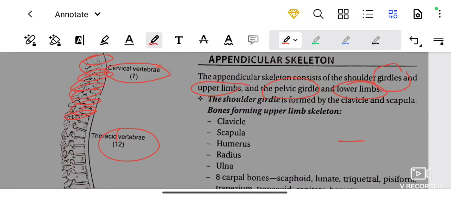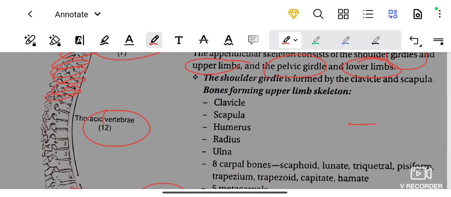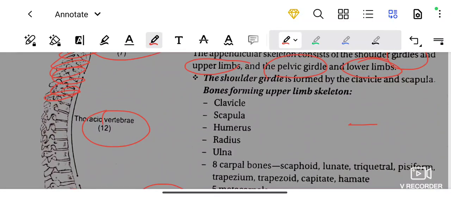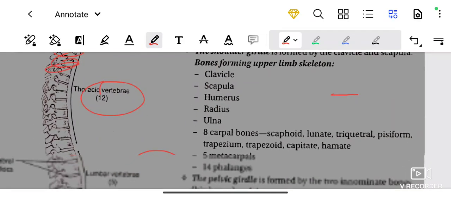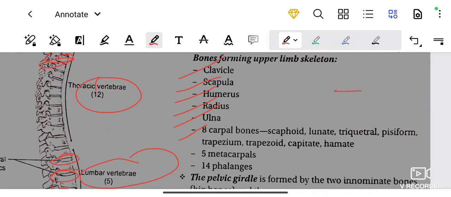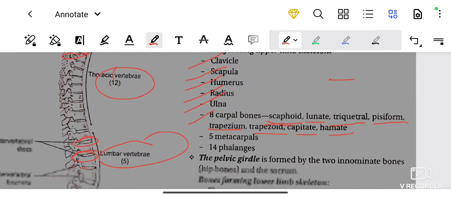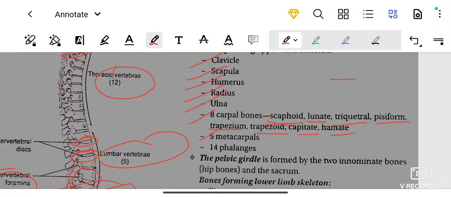The bones forming the upper skeleton are the clavicle or collarbone, scapula, humerus, radius, ulna, and 8 carpal bones: scaphoid, lunate, triquetral, pisiform, trapezium, trapezoid, capitate, and hamate, and 5 metacarpals and 14 phalanges. You can see all this in the fingers and thumb of the hand.